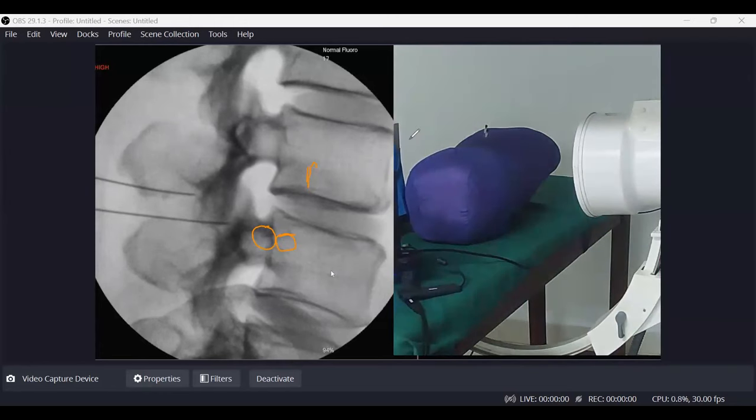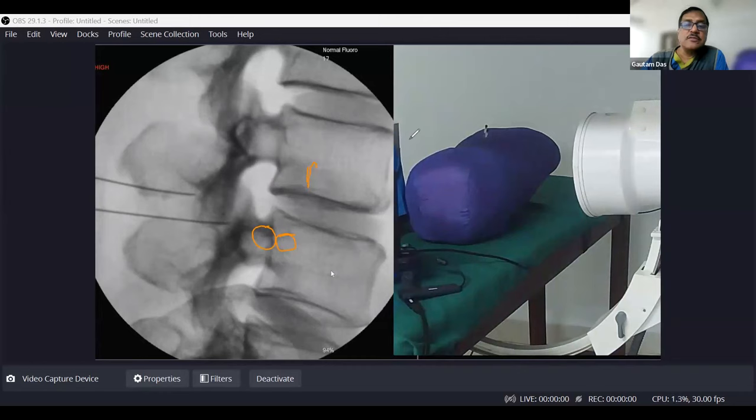Let me clear the drawings. Why was I telling you about the true lateral view? Earlier, this border was seen as two lateral borders. Now it is merged into one, so it is a true lateral view. This is your transverse process. This is your superior articular process. So your needle should be coming at this junction. And here, this is the facet joint, and it is coming here.